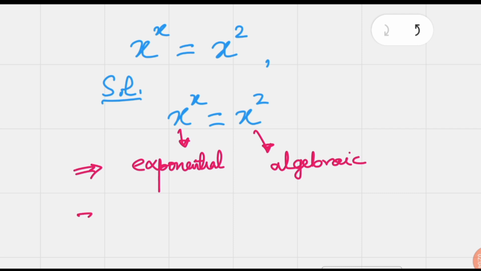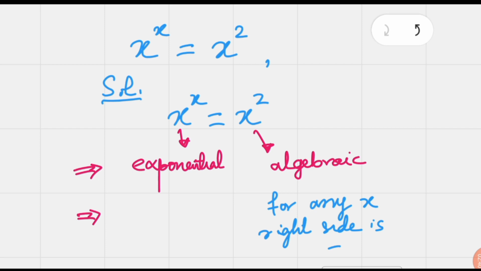If you notice further, on the right side we have x squared. For any value of x, we will get a positive result for x squared. For example, even if x is negative, when we square it, it becomes positive. So the left side must also be positive because the right side is positive. And the left side is an exponential function, x to the exponent x, and this should be positive too.